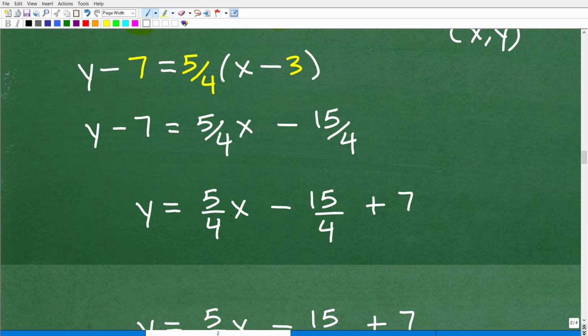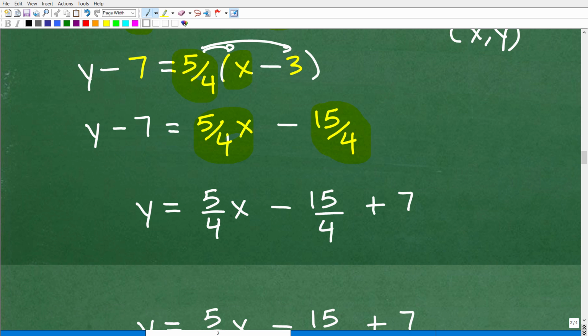So the first thing we want to do is the distributive property. So 5/4 times x is 5/4 x, and then 5/4 times 3 is going to be what? That's going to be 15/4. All right, hopefully you know how to multiply fractions.